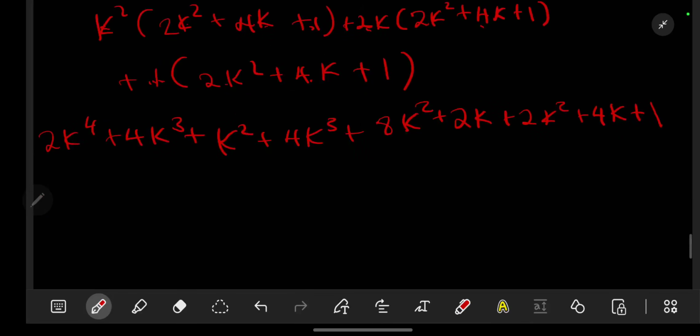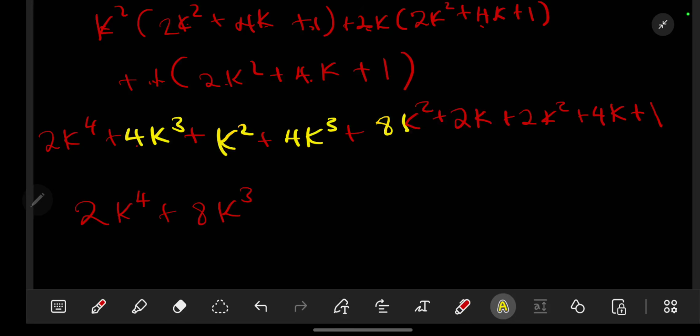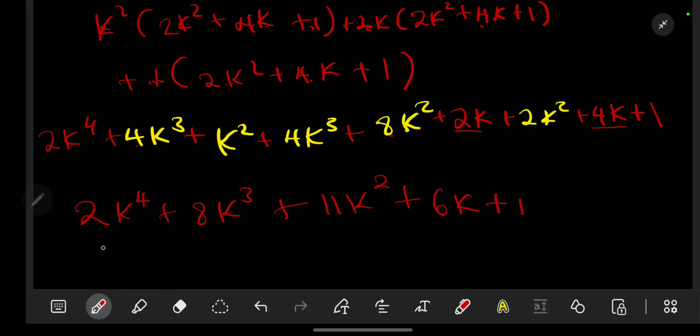So when we add, we are going to have 2k to the power 4. Then these two have got the same power, so we add this and this. This is going to give us 8k to the power 3. Then we have this, adding this and this and this, so those are the only terms. So 8 plus 2 is 10 plus k squared, it will be 11k squared, like that. Then plus our 2k plus our 4k, it will be 6k. Then we have plus our 1, like that.